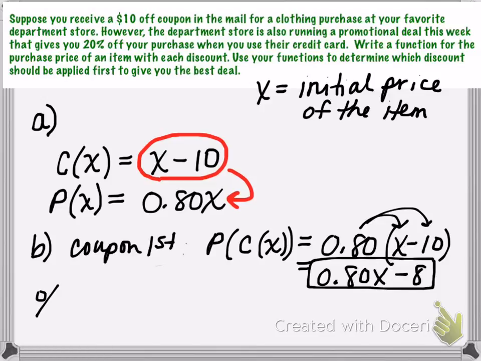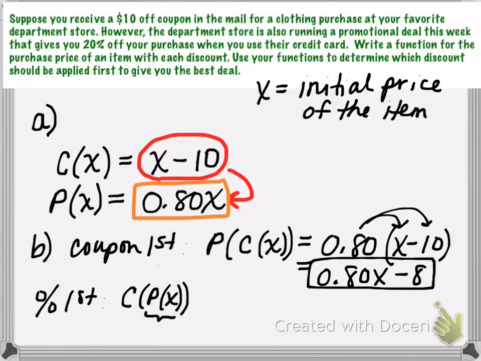And now let's compare that to the function that we'll get if we apply the percentage first. In terms of a composition, that would be C of P of X, because now P is on the inside. And so that's going to reverse our substitution basically. Now we're going to take this function P and substitute it into function C, which is going to look a little different. So that's going to be 0.8x minus 10.